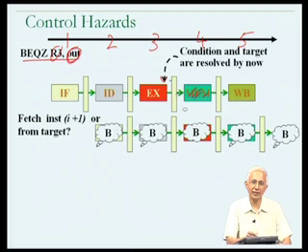In other words, the IF stage could not fetch any instruction because the branch instruction has not reached the stage of execution where we know which instruction has to be fetched. Therefore, we can't answer the question of whether we should fetch instruction I plus 1 or the instruction from the target of the branch. Hence, the need to stall the pipeline.